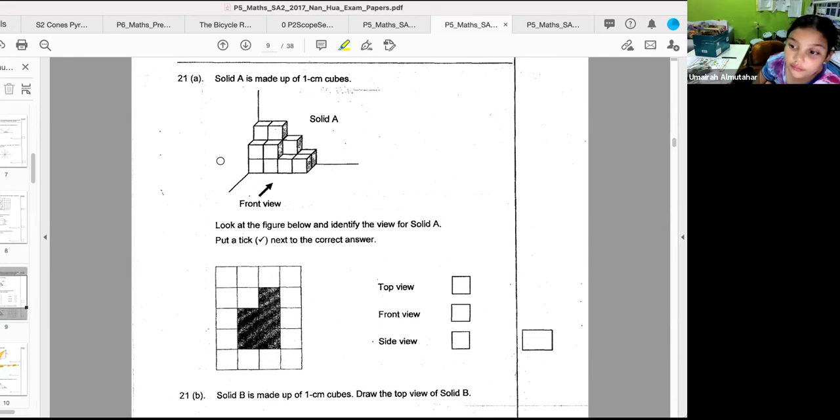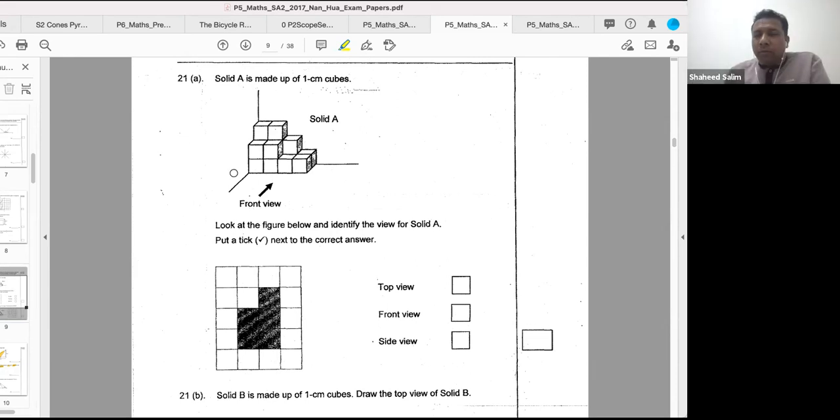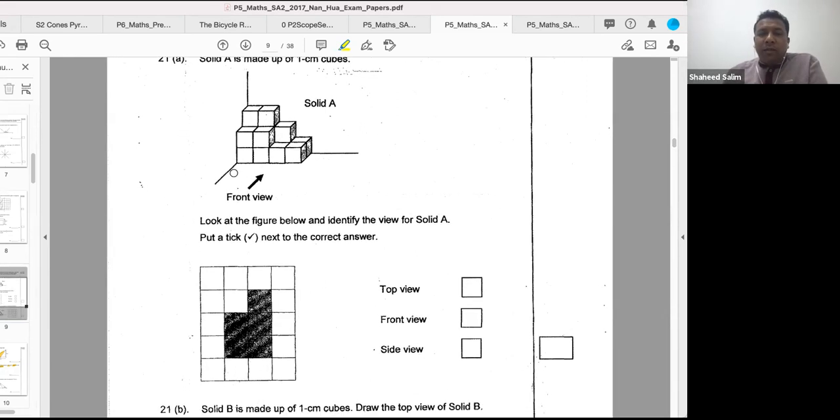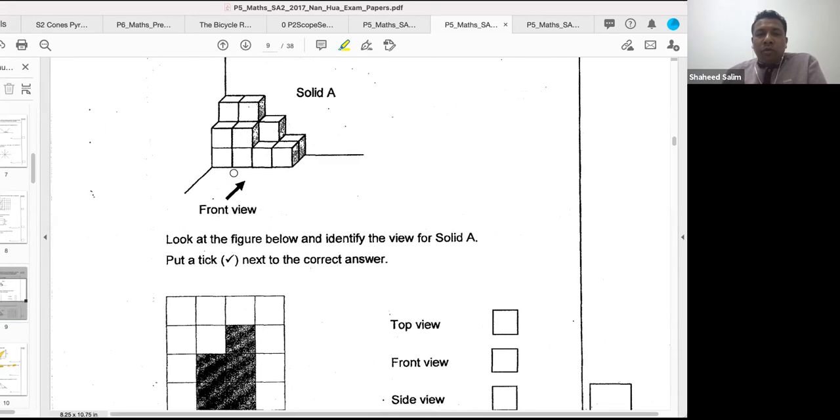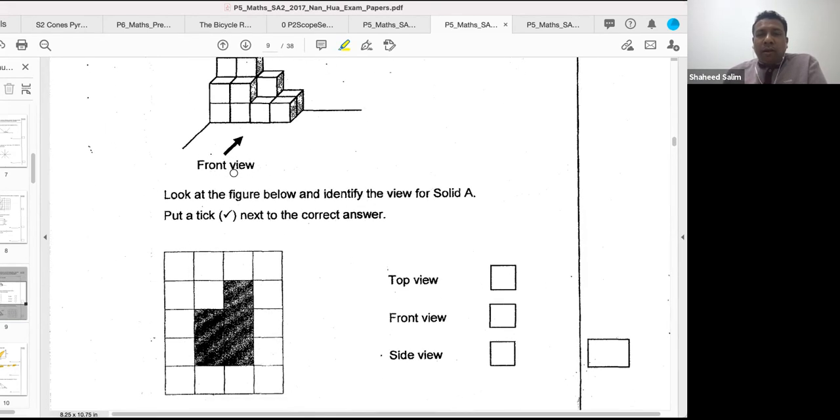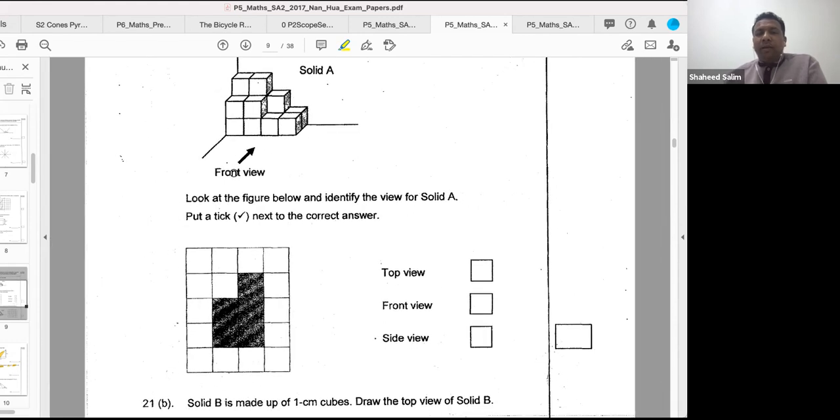Can you zoom in? Zoom in. Shafia, what is 13, Shafia? They're asking you which one is the correct one, like that. Top view, front view, back view.